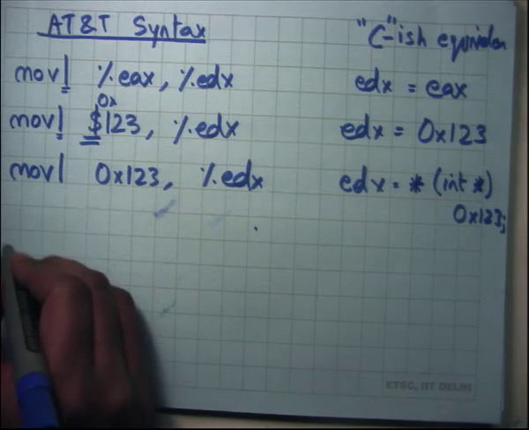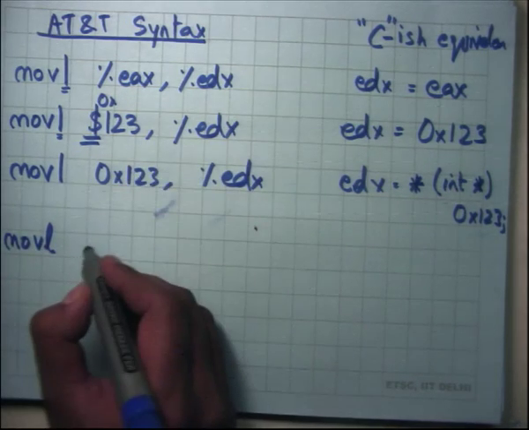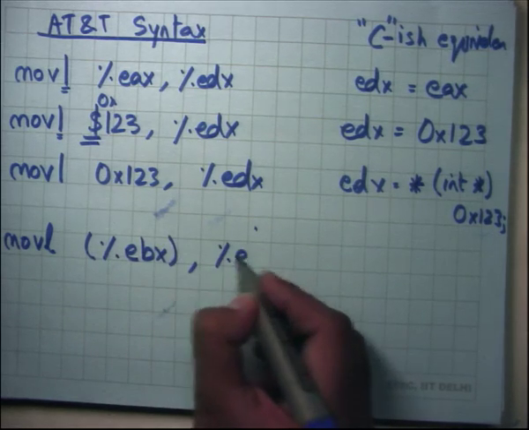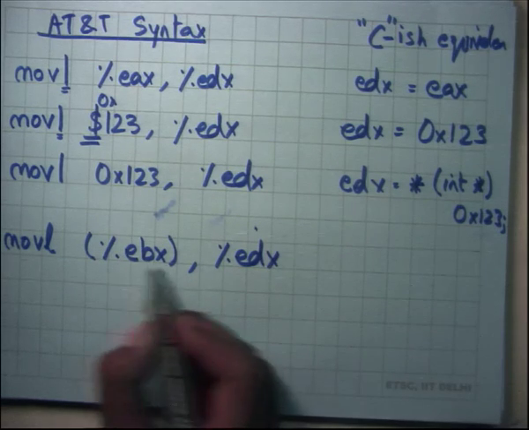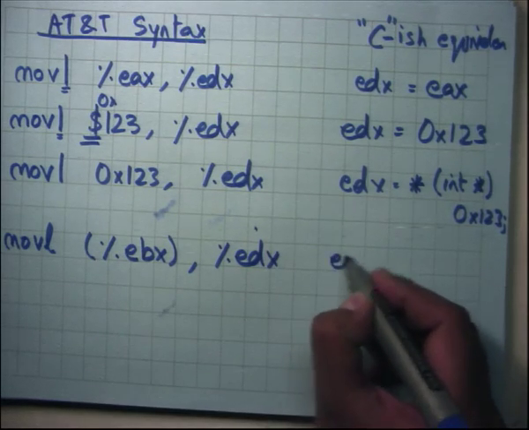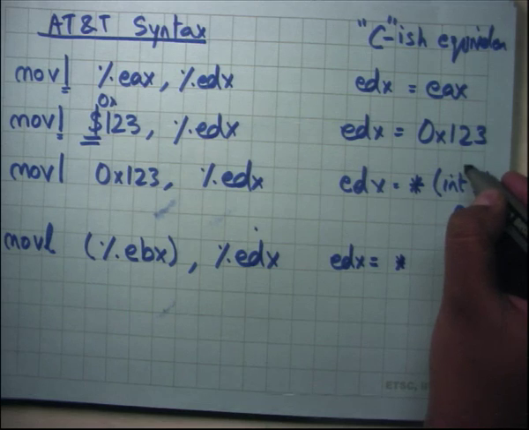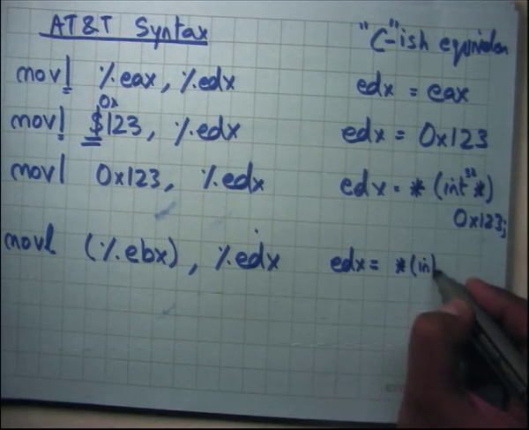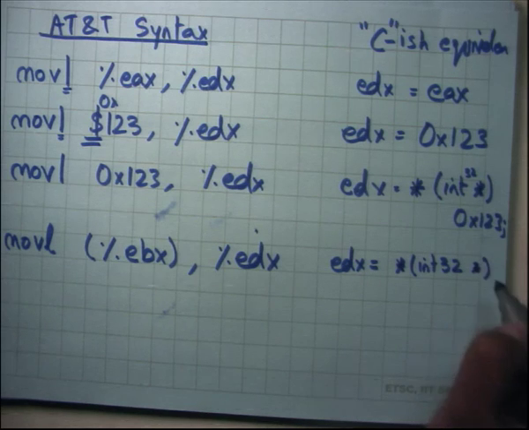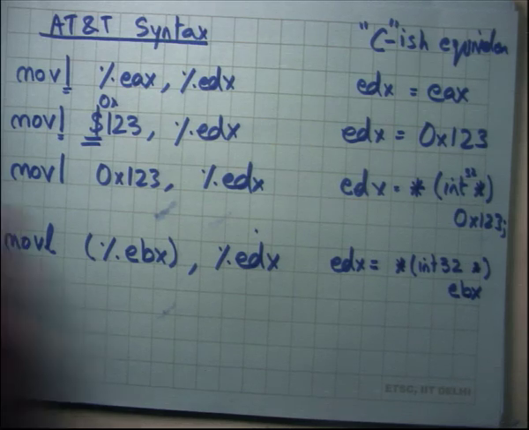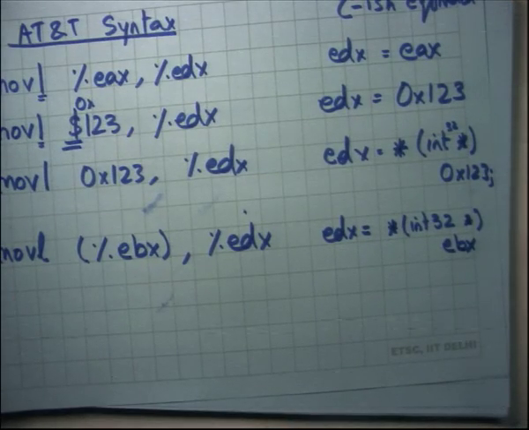Okay, so this is immediate addressing. I could also say MOVL EBX to EDX. This is indirect addressing. It basically means EDX is equal to star, int32 star, EBX, right? So basically it says look at the value in EBX, use it as an address to memory, dereference it in memory, fetch the contents, and store it in EDX.